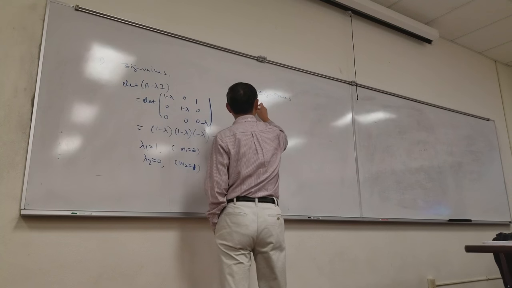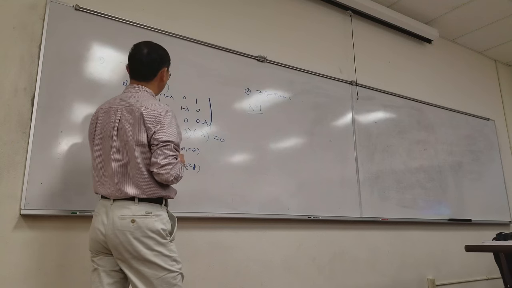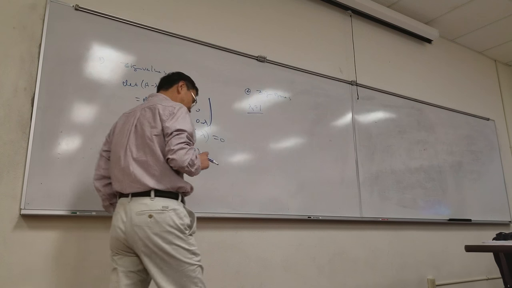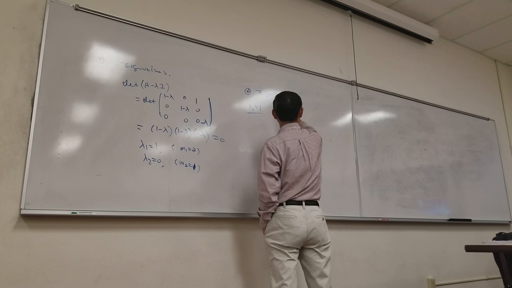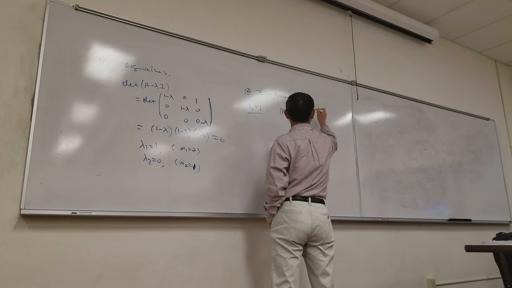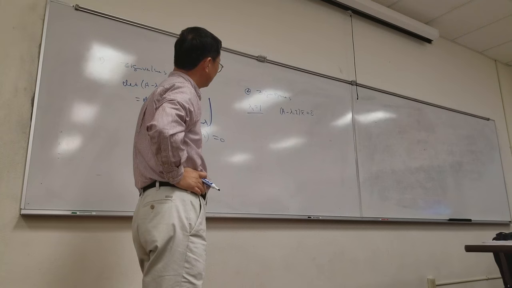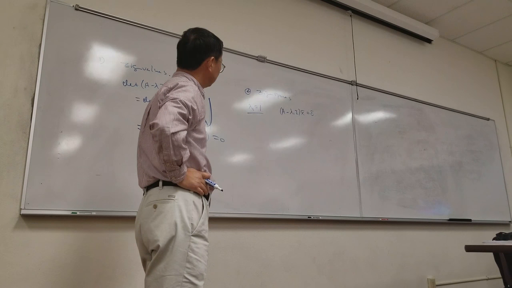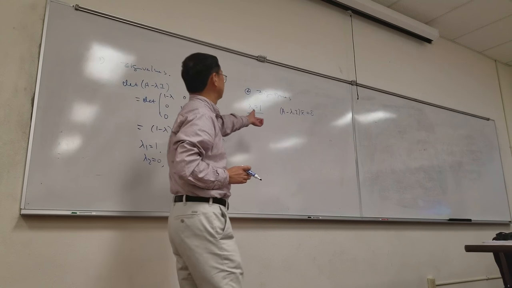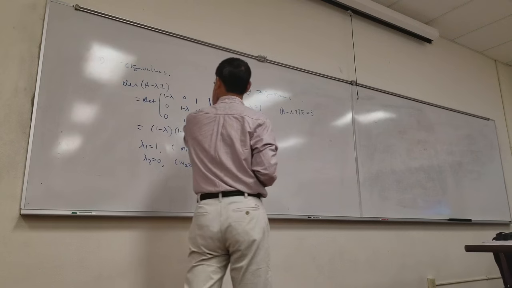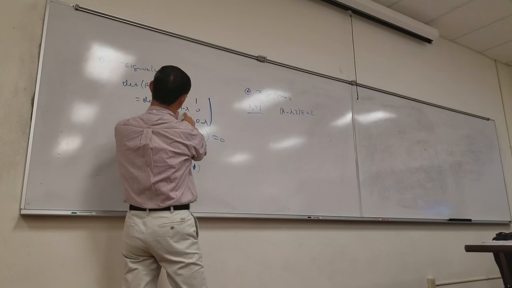Eigenspaces. So lambda 1 equals 1. We solve this homogeneous linear system: A minus lambda 1 times the identity, times X, equals the zero vector. Lambda 1 is 1, so 1 minus 1 is 0, 1 minus 1 is 0. It's all 0.